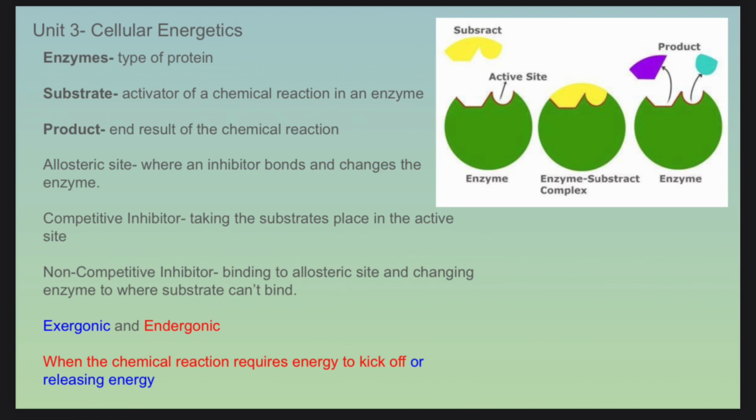On an enzyme, there's something called an allosteric site. It's where the inhibitor bonds and changes the enzyme. And now we'll learn about a competitive inhibitor, taking the substrate's place in the active site. So it basically just takes the place where it's supposed to be for the substrate. A non-competitive inhibitor is the inhibitor binding to the allosteric site and changing the enzyme to where the substrate can't bind to it.